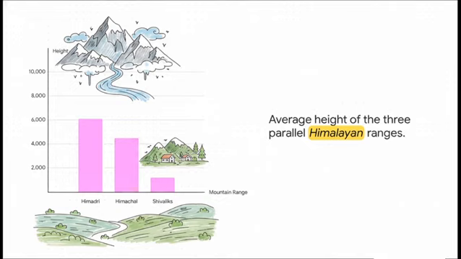Next, stepping down a bit, we have the Himachal, or Middle Himalayas. These average around 4,500 meters, and they're famous for beautiful hill stations like Shimla and Nainital. And finally, the lowest and outermost range, which was formed much later, is the Shivaliks, averaging just around 1,200 meters.